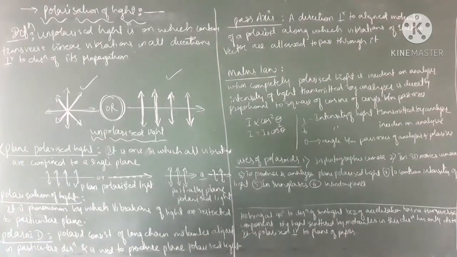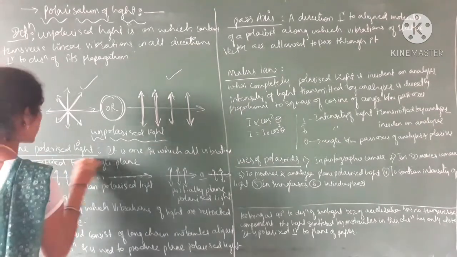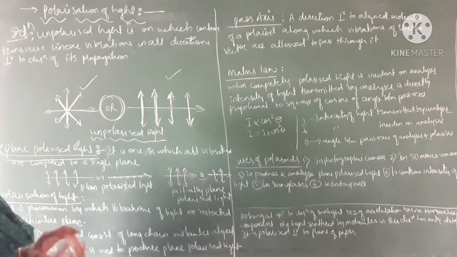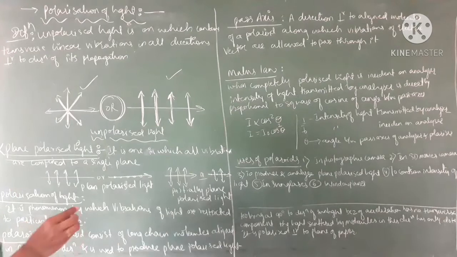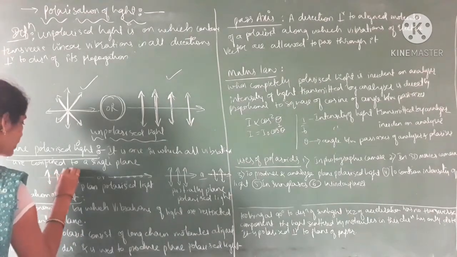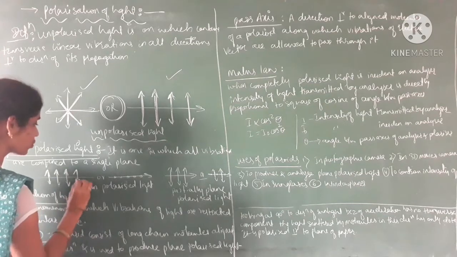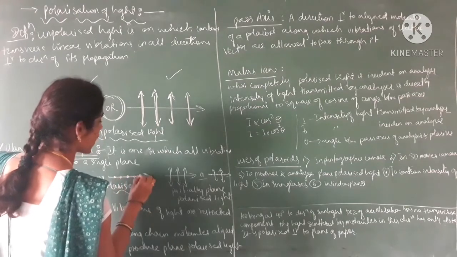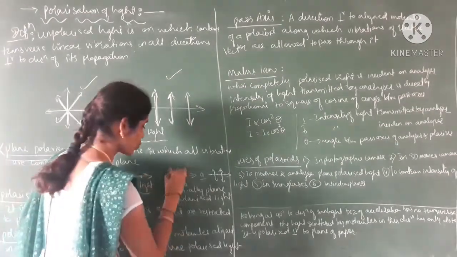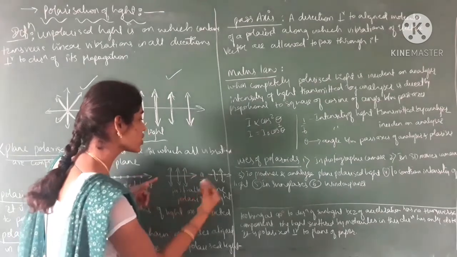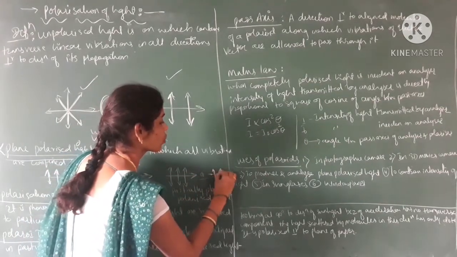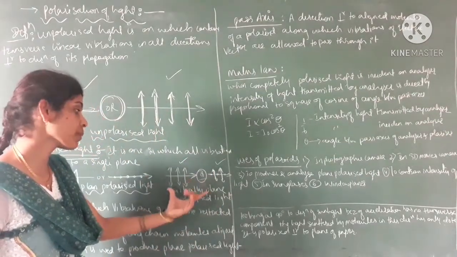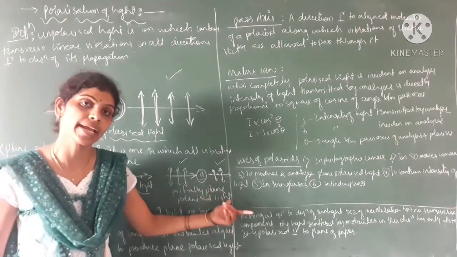To know the meaning of plane polarized light: plane polarized light is one in which all vibrations are confined to a single plane. Diagrammatically it is shown by this arrow mark diagram. You can also represent it by putting dots on an arrow mark. That is partially plane polarized: one dot, one arrow mark, one dot, one arrow mark. You can represent it like this or like this. This represents partially plane polarized light.